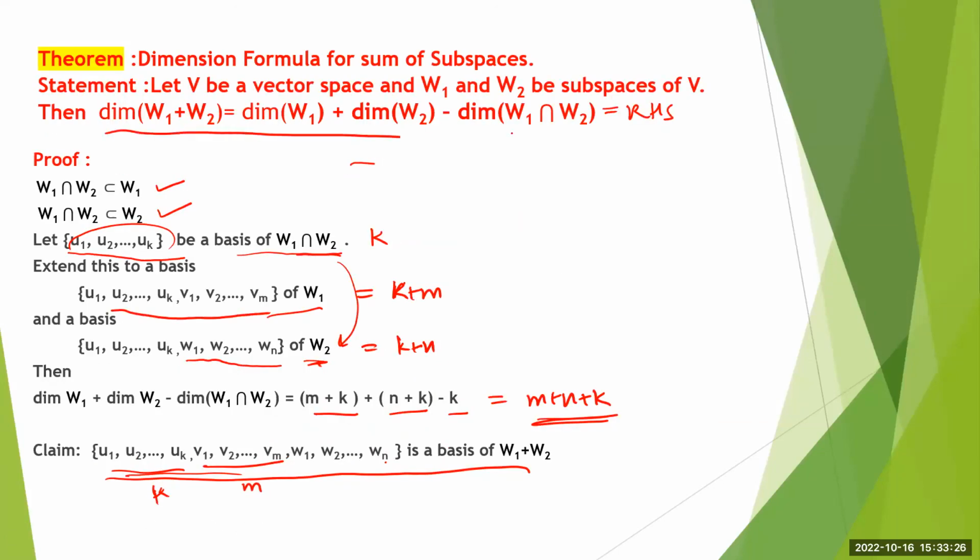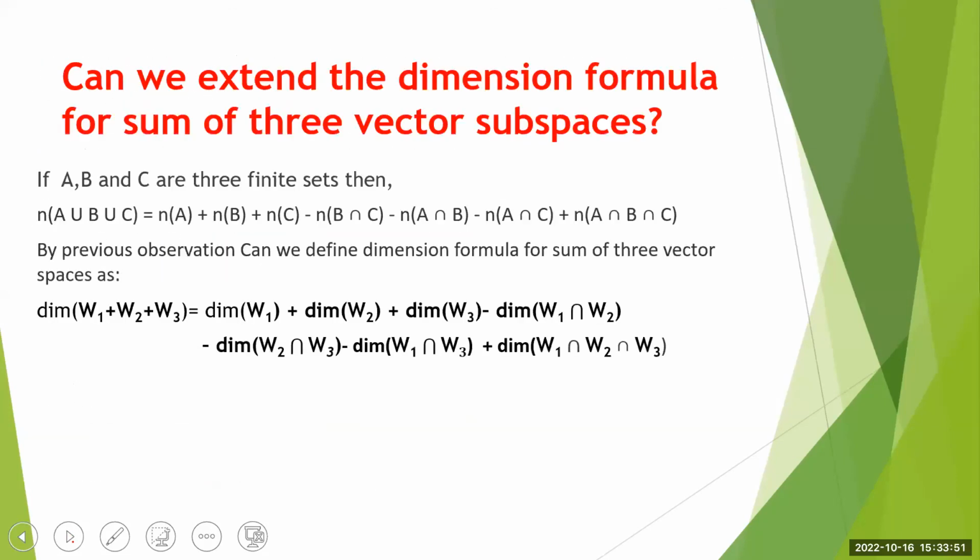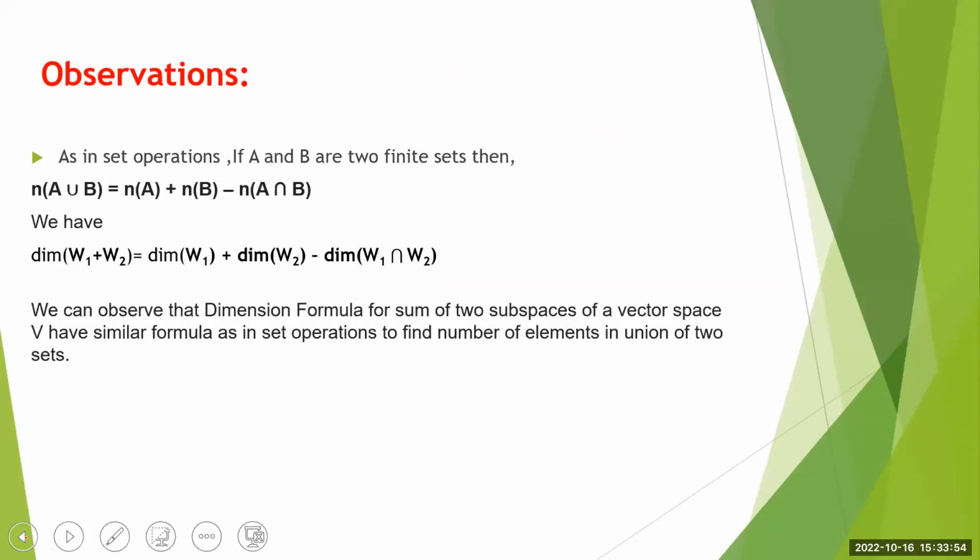We can see this dimension formula. Have you seen this type of formula anywhere else before? In sets, cardinality of A union B. Yes, we have seen a similar formula in set operations. If I have two finite sets A and B, then the number of elements in A union B is equal to the number of elements in A plus the number of elements in B minus the number of elements in A intersection B. We have a similar formula for the dimension of W1 plus W2.